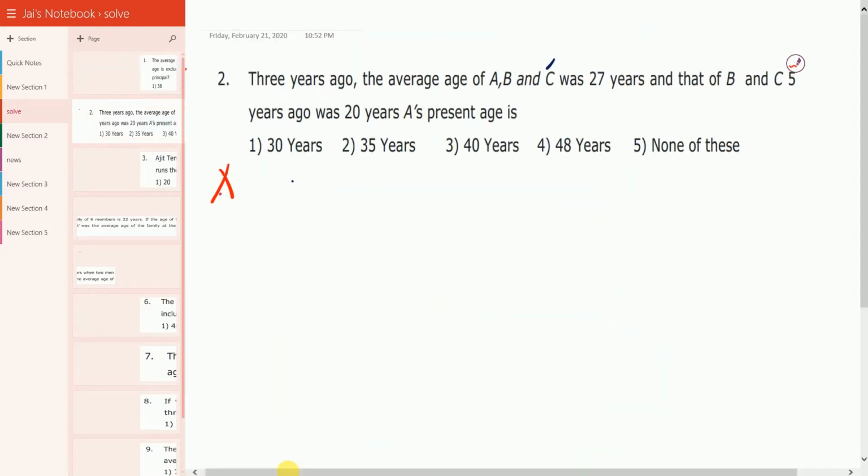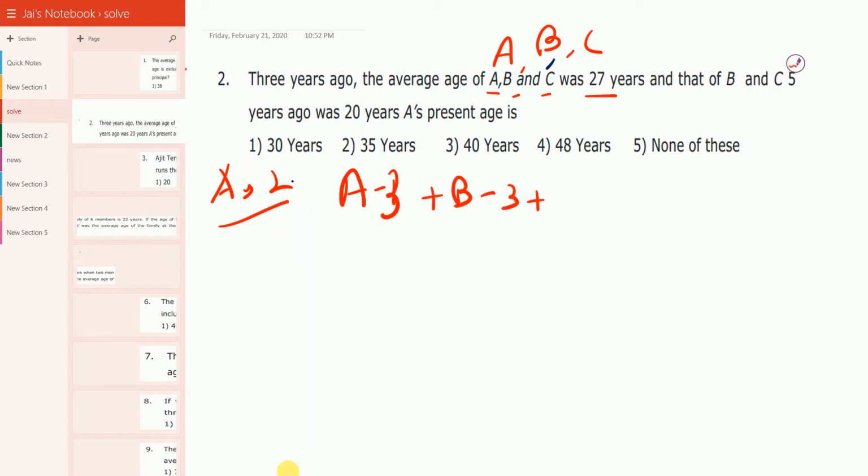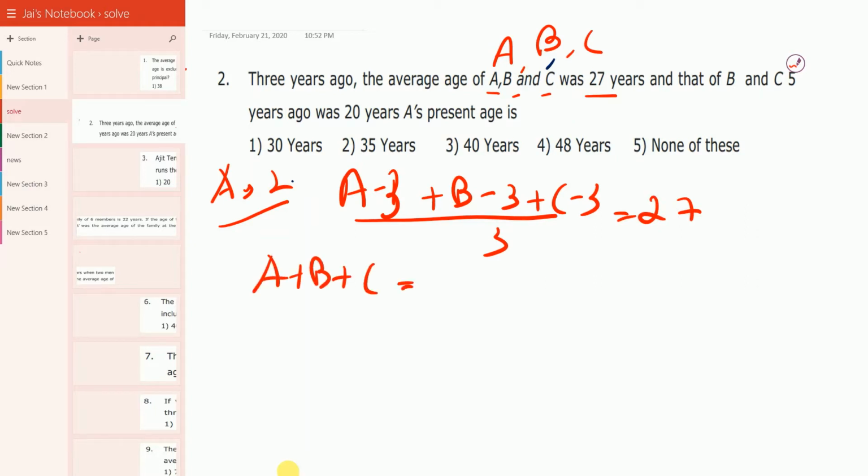Okay. Now moving on to the second question. 3 years ago, the average age of A, B and C was 27 years. So let me assume the present age of A and B and C to be A years, B years and C years respectively. Now according to the question, 3 years ago, that is A minus 3 plus B minus 3 plus C minus 3 upon 3 was 27 years. So from here you can calculate the value of A plus B plus C. This comes out to be 27 into 3 plus 9, that is 90 years.